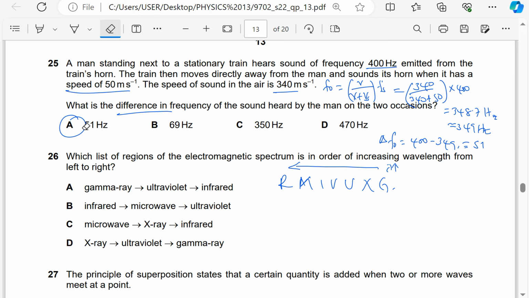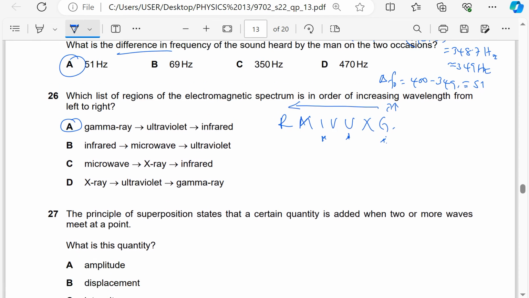So the answer is going to be A, not any of the others. Because we want increasing wavelength from left to right. Wavelength is increasing from left to right. Gamma rays followed by ultraviolet followed by infrared. So gamma smallest followed by ultraviolet followed by infrared. So the answer is A. The answer is automatically A, increasing wavelength.